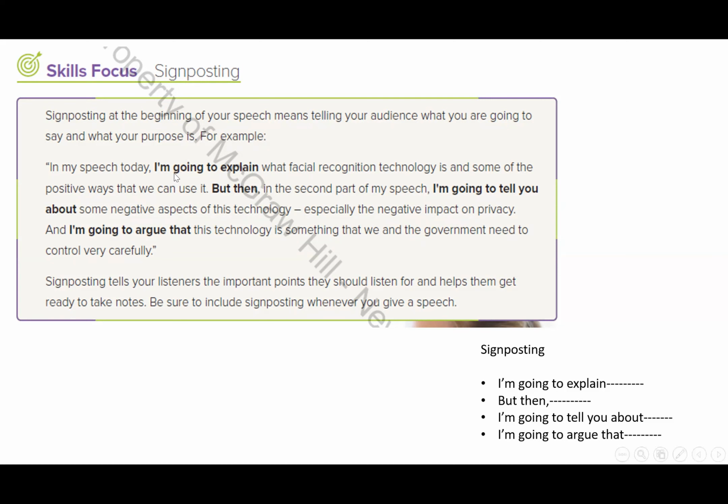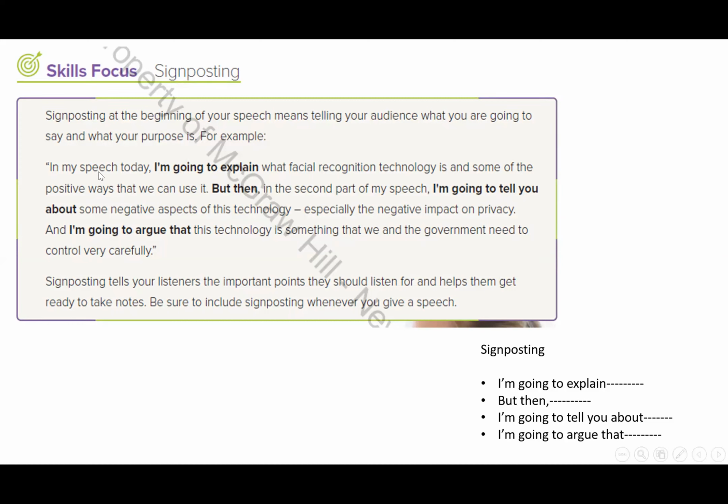For example, I am going to explain, which means explain something, but then it is going to be completed. I am going to tell you about. I am going to argue that. So signposting clarifies what the writer is going to say and what his purpose is.